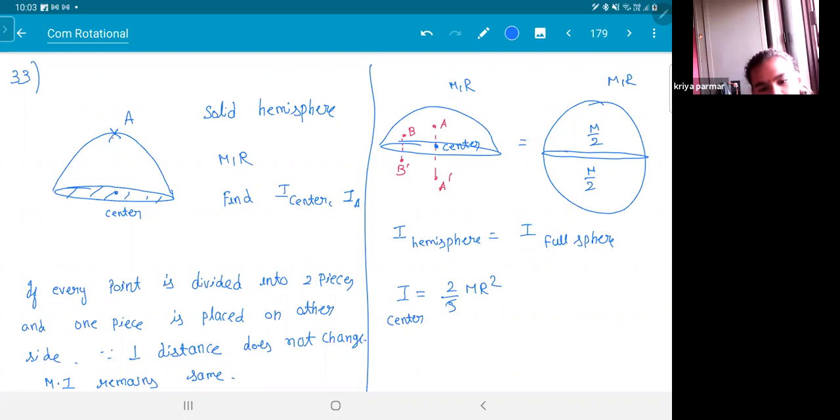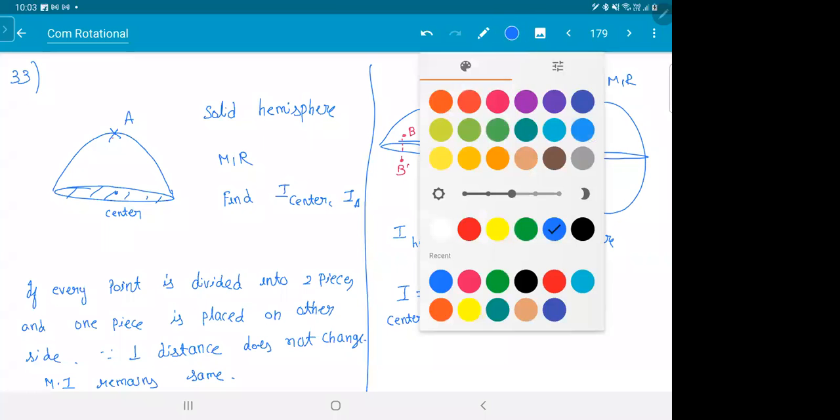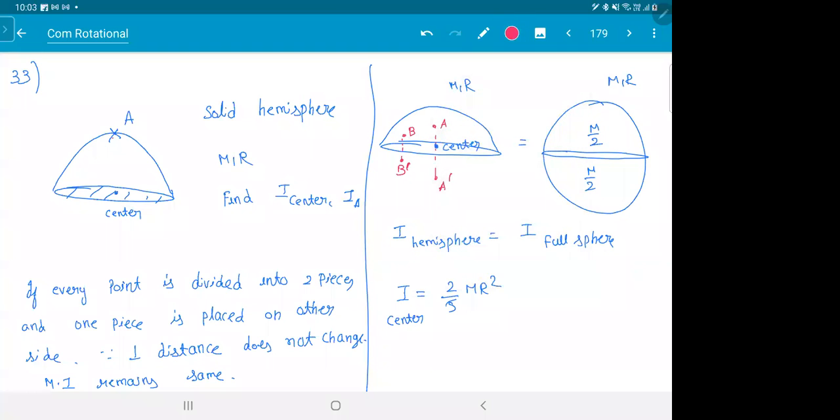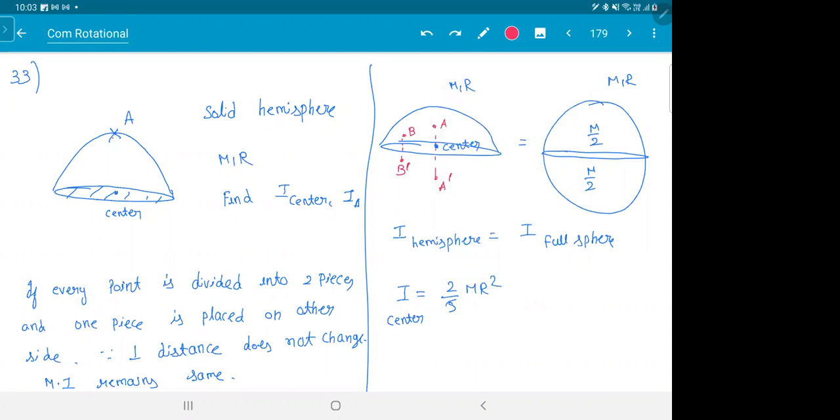So what does that point B resemble? Come again? That point B? नहीं, वो सिर्फ मैं डिवाइड कर रहा था पॉइंट्स को. B को B dash, A को A dash. I'm making each point into two pieces now. Just trying to show you distance will remain same. So basically you're creating a second half of the sphere. Got it? एक हेमिस्फीयर से making two hemispheres, but दोनों का मास आधा आधा हो जाएगा. So I got a full sphere of m and r.